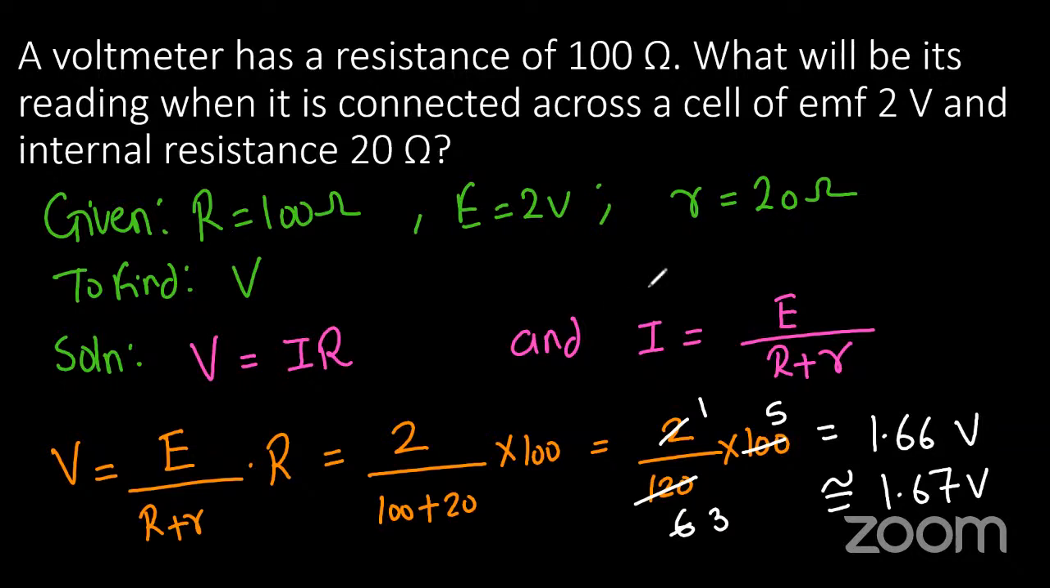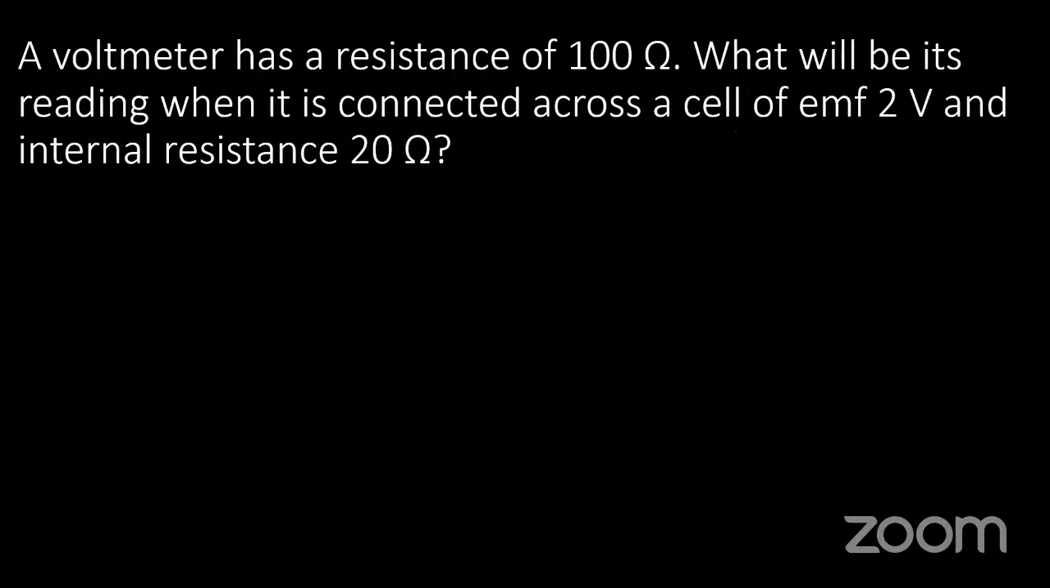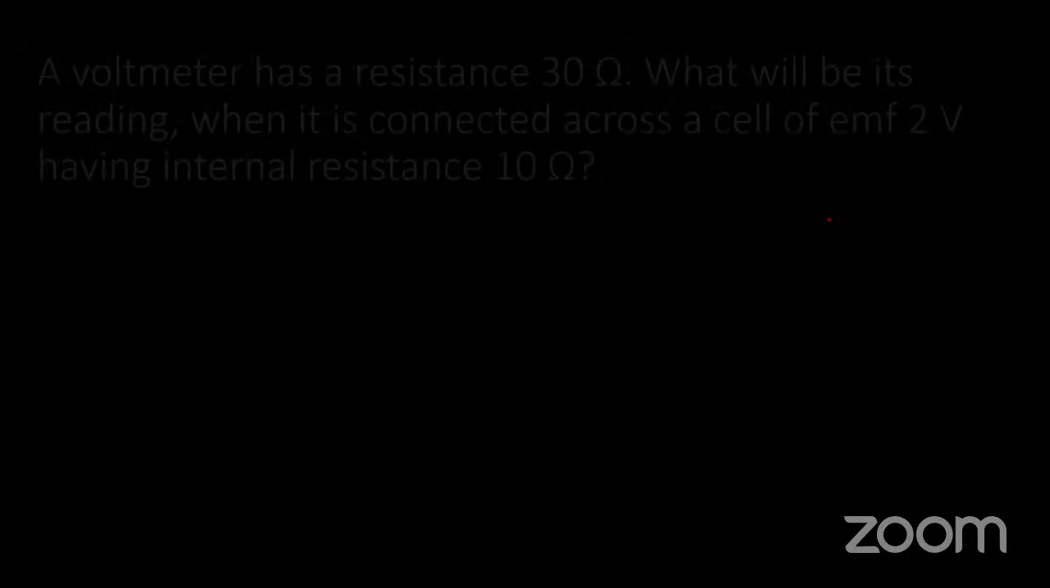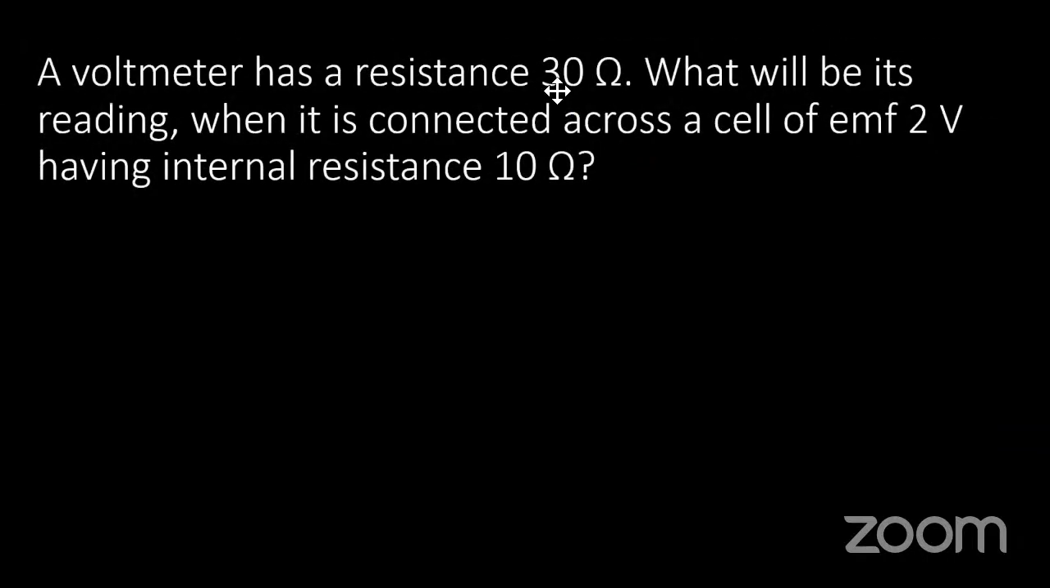Same problem, values are different. Okay? See, अभी यहाँ पे क्या दिया? The voltmeter has a resistance of 30 ohm. What will be the reading when it is connected across a cell of 2 volt, and internal resistance कितना है? 10. Same type का sum, only values are different.